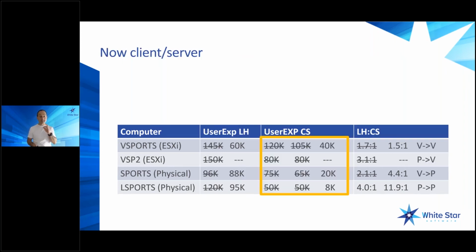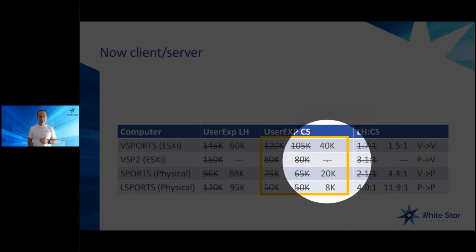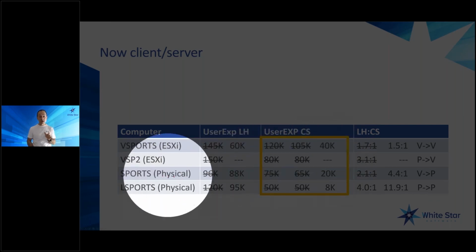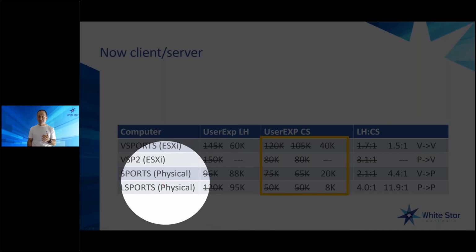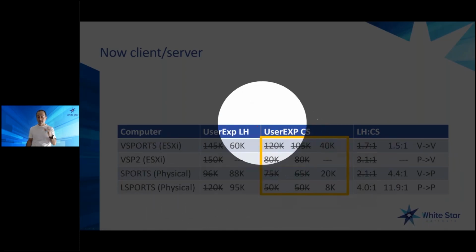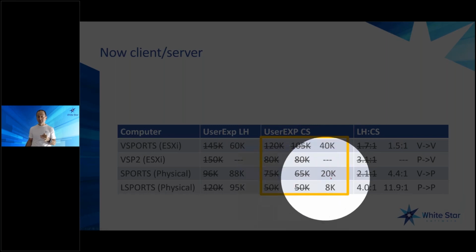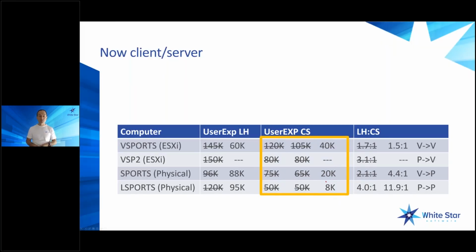And then looking at the client server, it gets even uglier here, right? So look at this. In client server mode, I went from 120 to 105 to 40,000 records per second on my virtual machine. And interestingly, on my physical machines here, so this is from virtual to physical, I went from 75 to 20,000 records. It's like a 4-time drop in performance going from a virtual layer to a physical layer. And again, crazy interesting here, in my physical to physical layer from the laptop to the desktop, I went from 50,000 to 8,000, right? So that's a 6 times drop in performance.